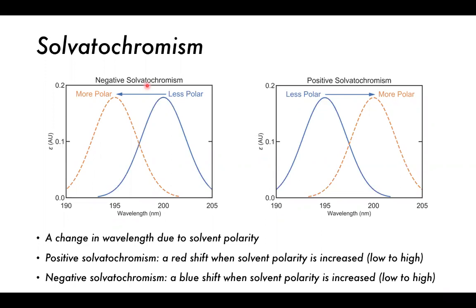Negative solvatochromism is whenever we move from a less polar to a more polar solvent, an increase in solvent polarity, and we get a blue shift.